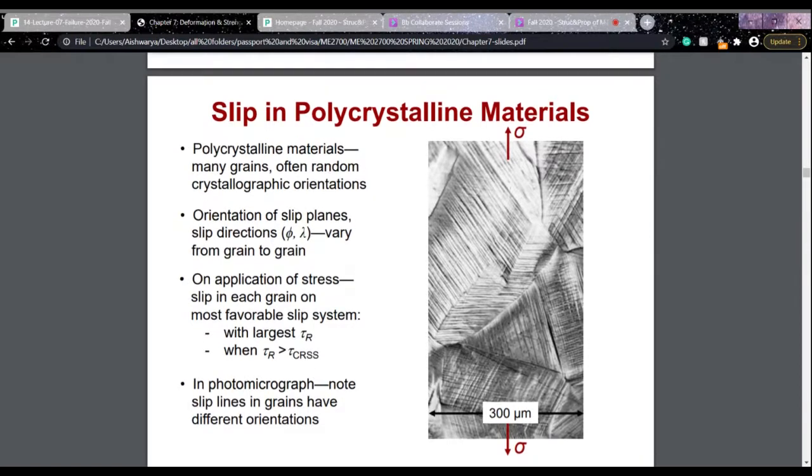And now in a polycrystalline material, the slip occurs within each grain along the slip systems that are most favorably oriented with the applied stress. So during the deformation, grains change their shape and extend in those directions where there is a gross plastic deformation. So for polycrystalline materials, slip occurs within each grain along the most favorably oriented slip systems.